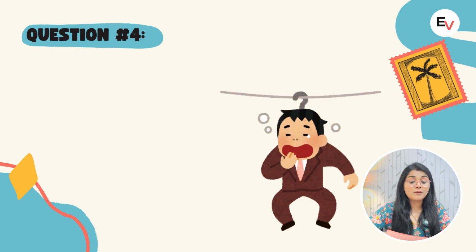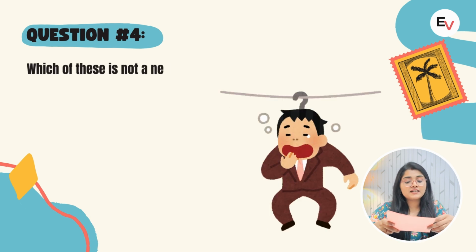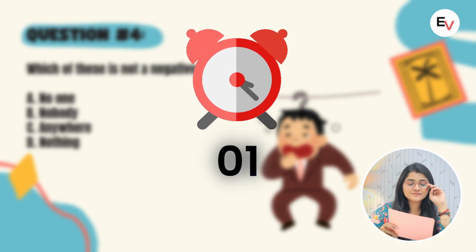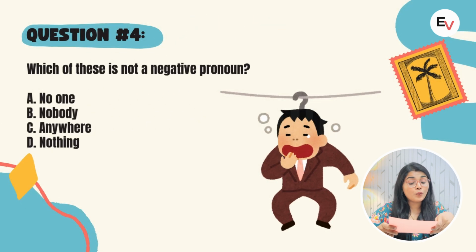Moving on to question number 4. Which of these is not a negative pronoun? And your options are no one, nobody, anywhere, nothing. And your time starts now. Well, the correct answer is anywhere.